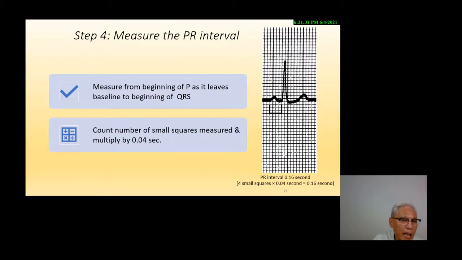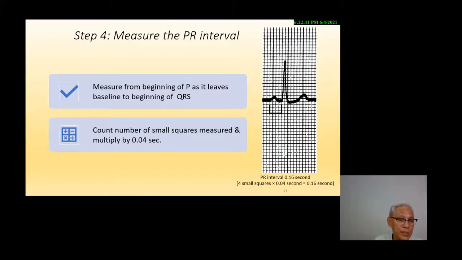The fourth step in analyzing a rhythm strip is to measure the PR interval. And we all know from our previous discussion that we need to measure the PR interval from the beginning of the P wave as it leaves the baseline to the beginning of the QRS complex. In so doing, you need to count the number of small squares that you measured, and you multiply that by 0.04 seconds. Remember now that the PR interval is normally between 0.12 to 0.20 seconds, or anywhere from 3 small boxes to 5 boxes.